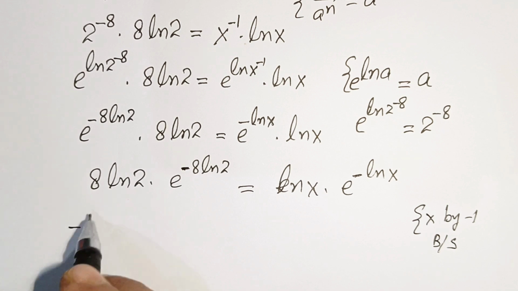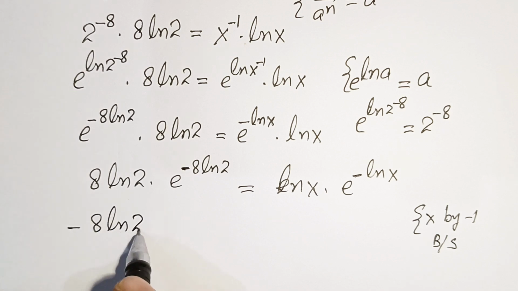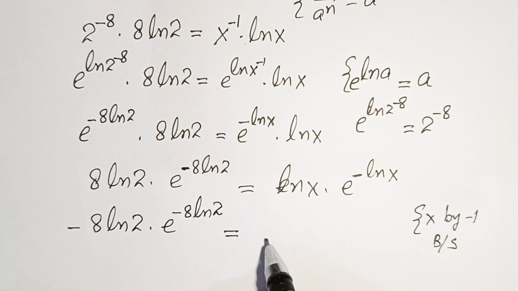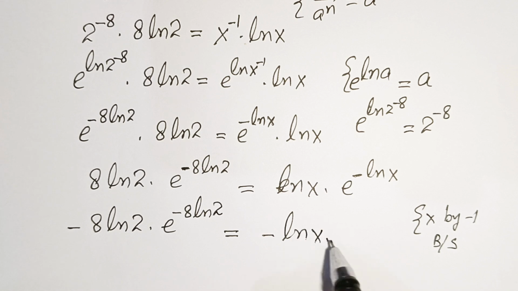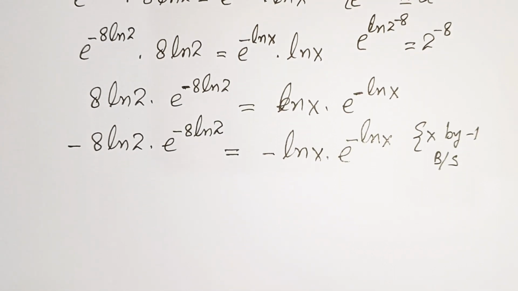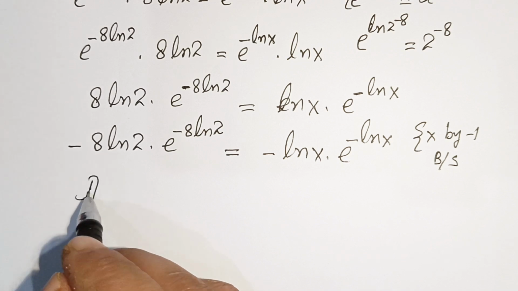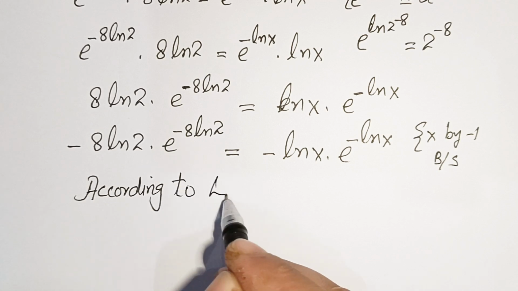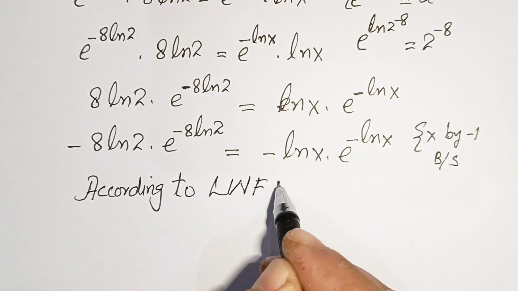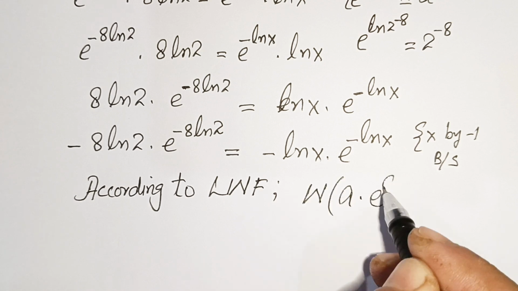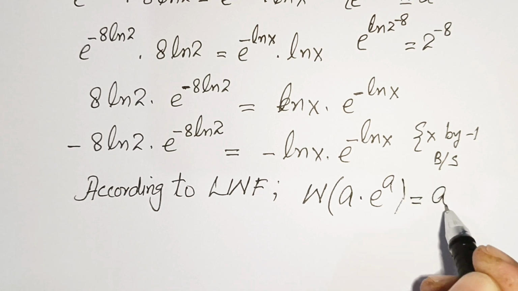So here we have minus 8 natural log of 2 times e to the power minus 8 natural log of 2 is equal to minus natural log of x times e to the power minus natural log of x. Now using the Lambert W function, according to the Lambert W function, W of a times e to the power a is equal to a.